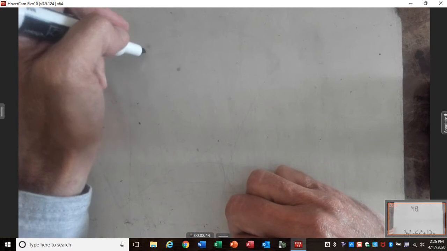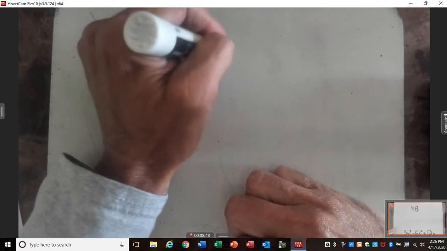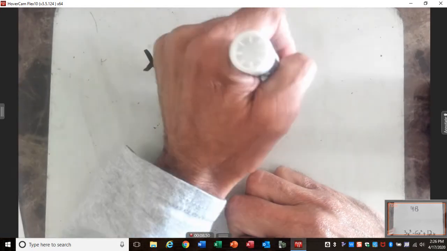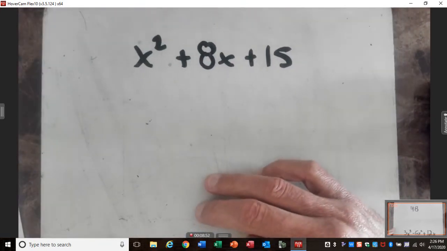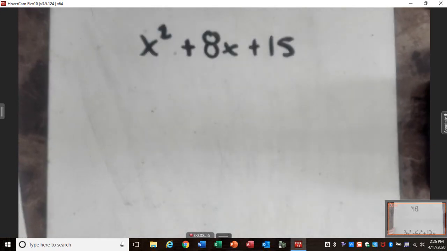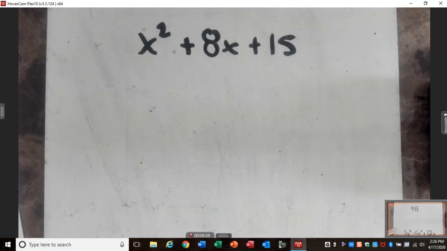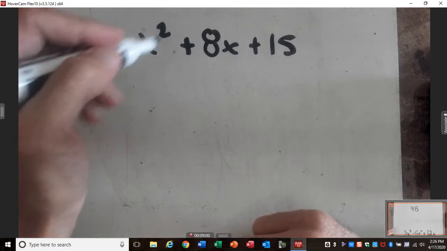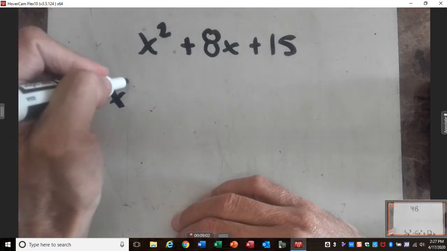We're going to have x squared plus 8x plus 15. We're just keeping it very easy in the beginning. Factoring gets a little bit trickier as we go, but we'll keep it kind of easy in the beginning. Now, what we want to do is move the x squared down. Just move that down for now.